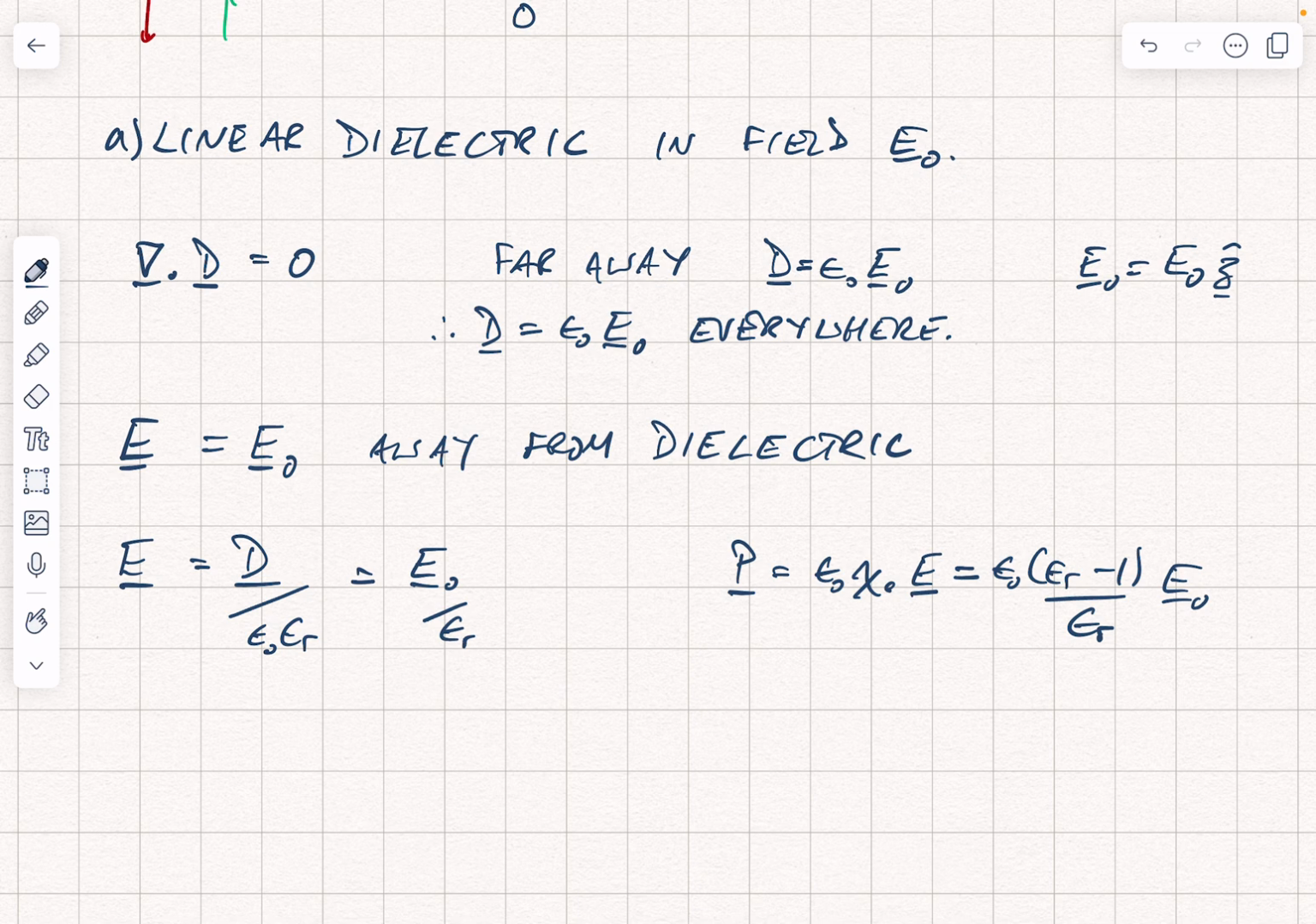I'm sure that you could argue that we know that the electric field is reduced by a factor of epsilon r inside a linear dielectric, but that can be geometry dependent, and also we only know it because we have done this kind of calculation using D.